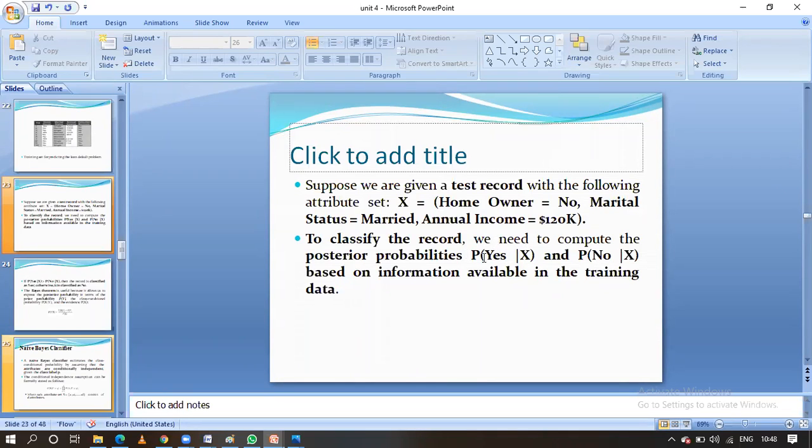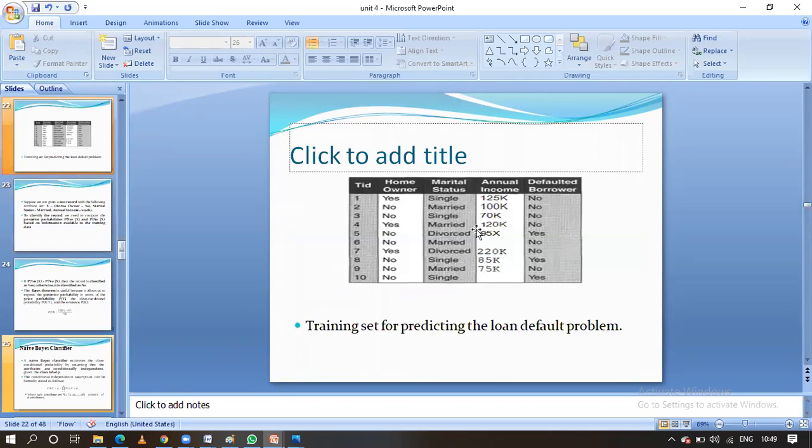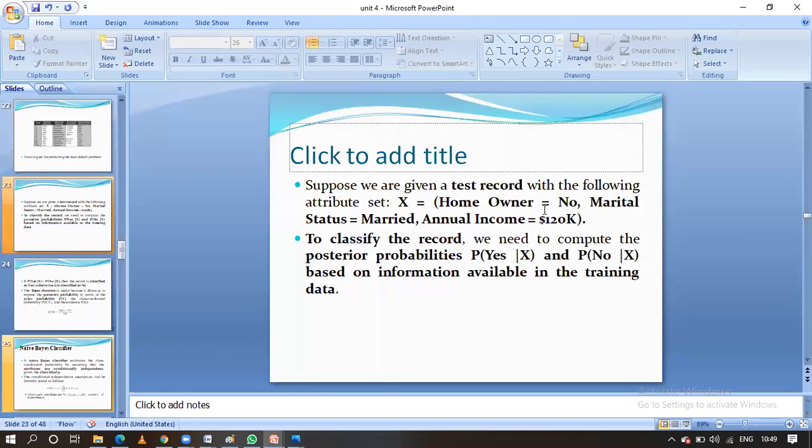Suppose we get this value as more compared with the other, it means they are able to pay the loan in time. If the other value is higher, then we can say that they are not able to pay the loan in time. That is the conclusion from Bayes theorem. This is the training data, and this is the test record.